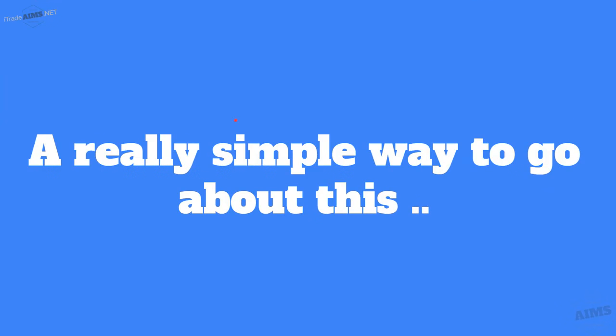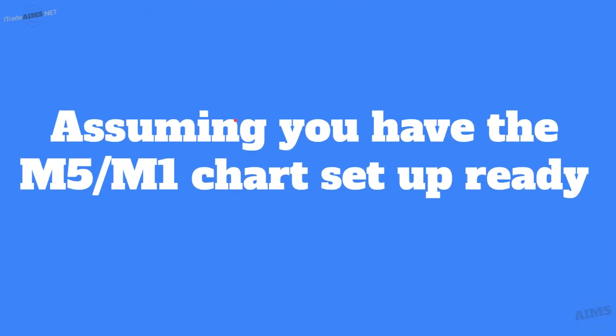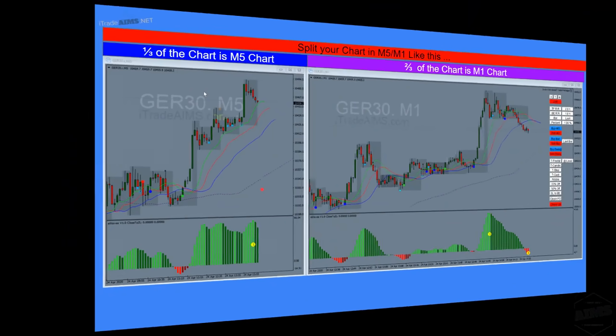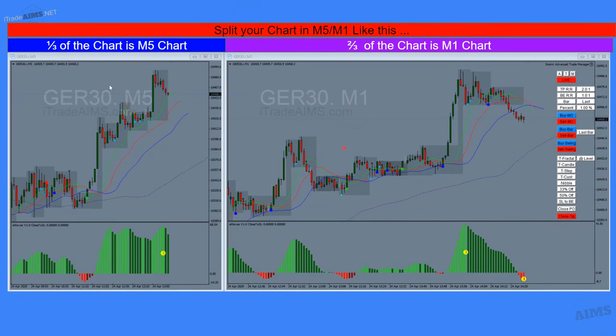A really simple way to go about this is assuming you have the M5 and M1 chart set up ready. Now this is very important. The reason I'm covering this now, this concept of M5 and M1 chart, is that this technique answers the question of what to do when the market is going sideways. So this is the type of chart that we want to see. You want to display your chart like this.